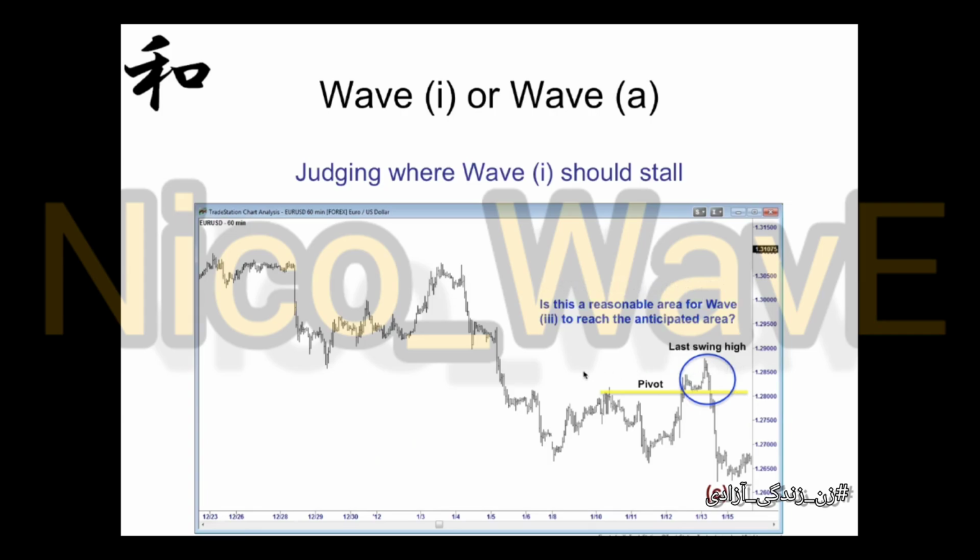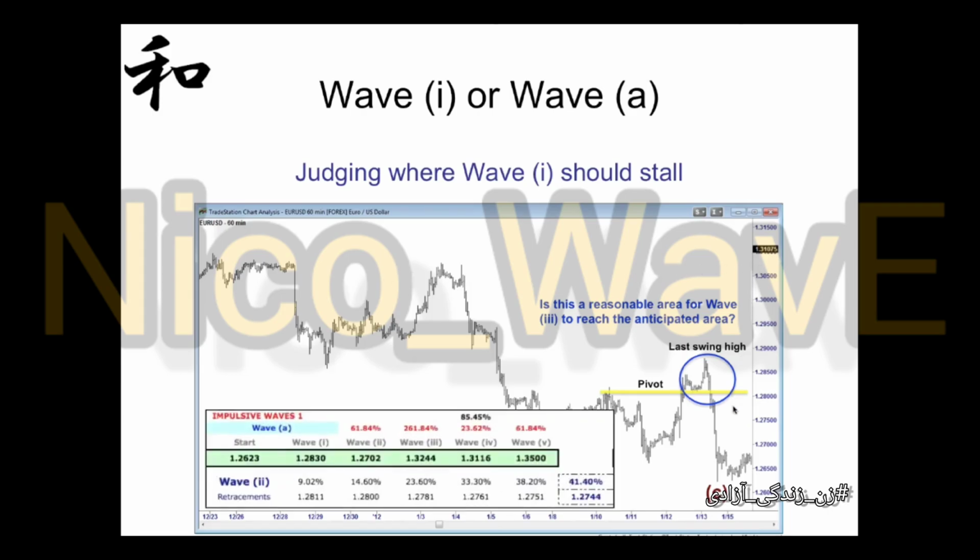Is this a reasonable area for wave 3 to reach the anticipated target? Seems to me a bit low. I think that the wave 3 should come up here. But let's see. What we can do is get our spreadsheet and have a look. Let's just work out. We're expecting to see a target probably somewhere around 135, as I said, which was closer to the high of the span of wave B in the daily chart.